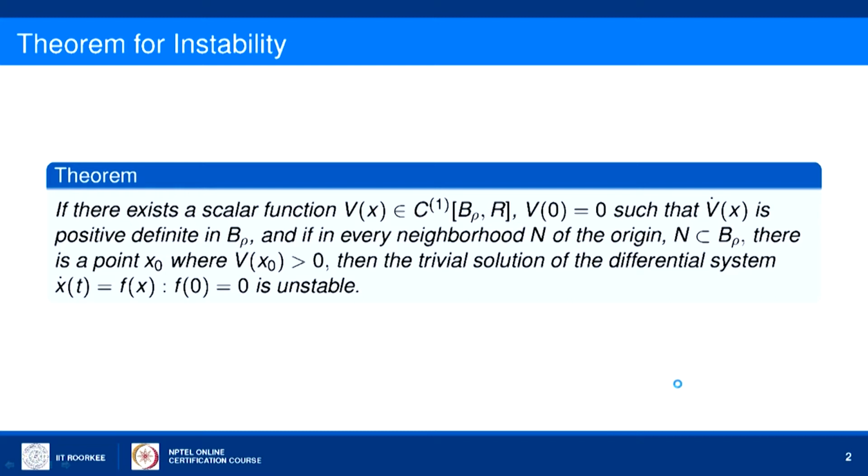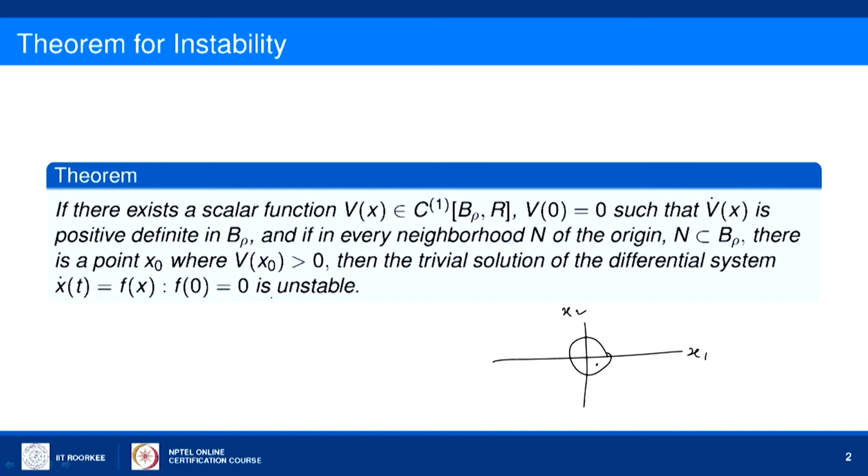Okay. So, the theorem says that we consider, for example, in the case of two variables, x is x1 x2 in R2, then in every neighborhood, whichever neighborhood we take, however small it is, there exists at least one point x naught, so that v of x naught is positive, the value is positive at the point x naught, and v dot is positive definite. Okay. So, in that case we conclude that the system will be unstable.